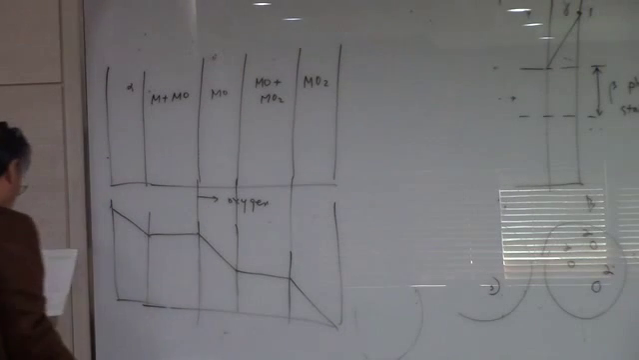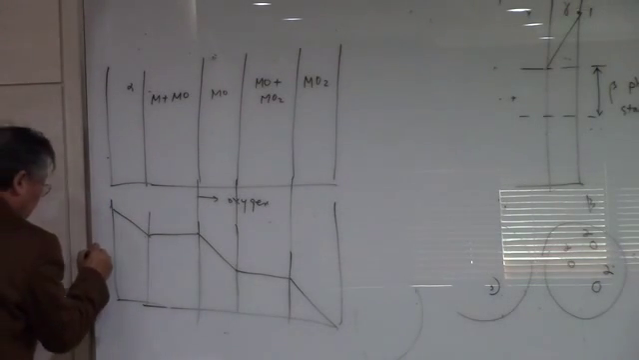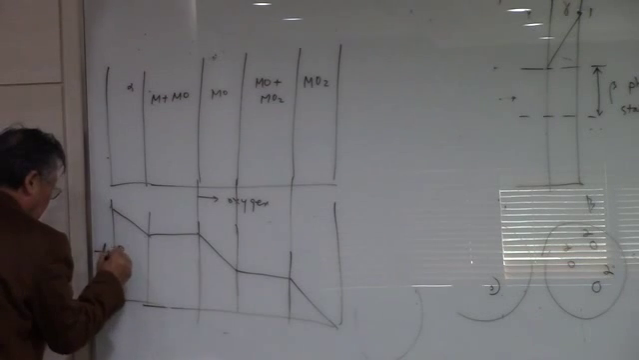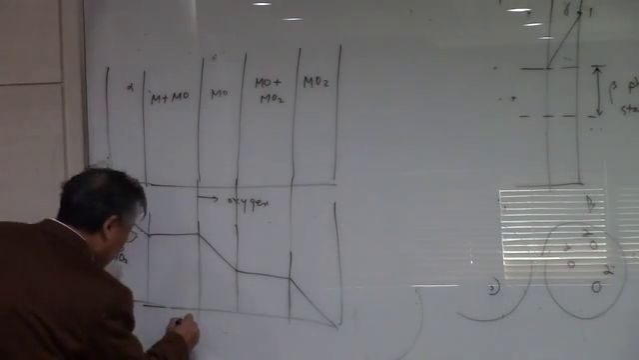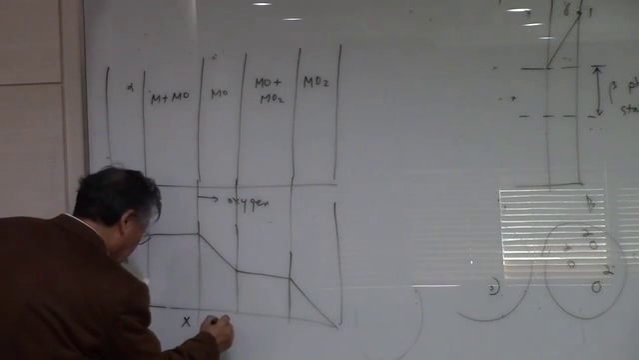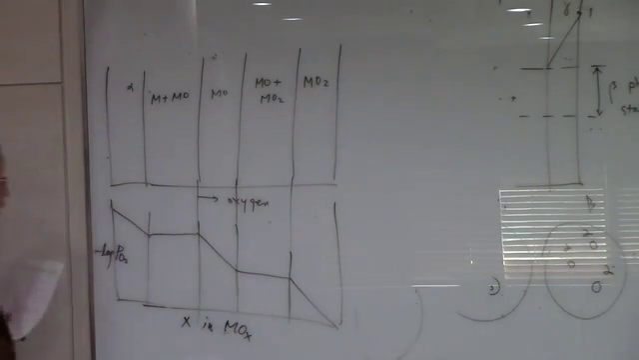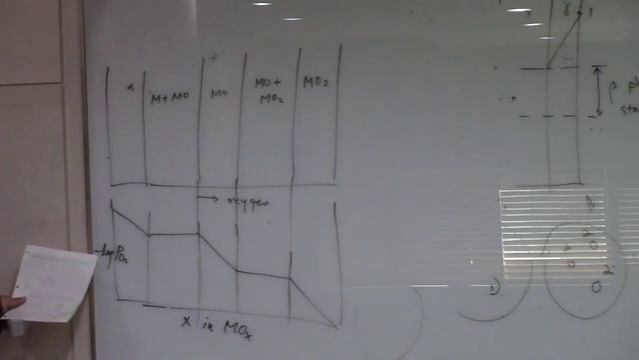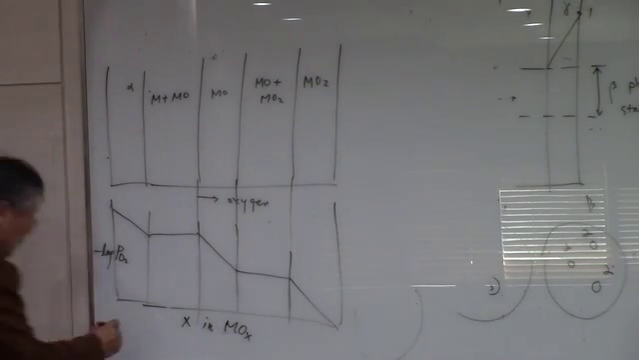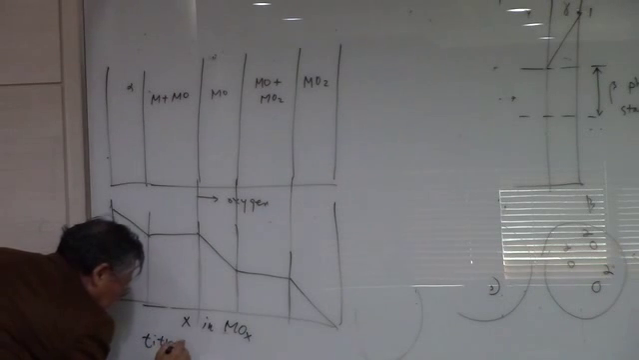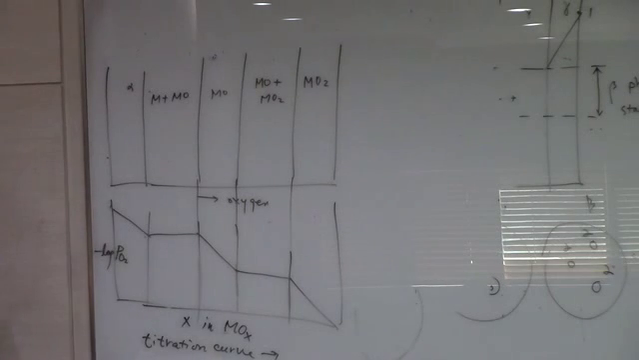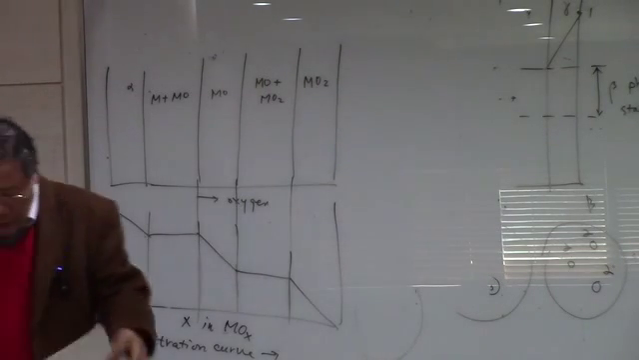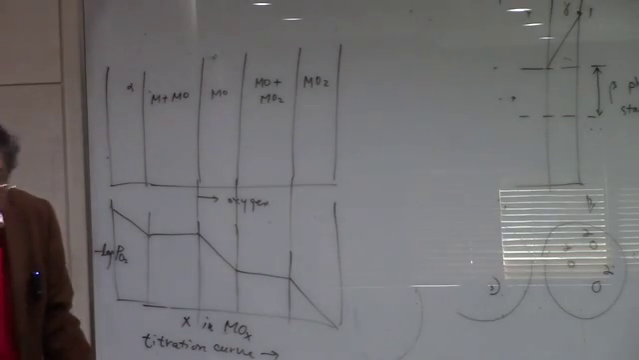You're going to have some activity curve, something like this. That is actually log PO2, partial pressure of oxygen, corresponding to the activities that we have been talking about. And this is X in MOX. It's kind of a titration curve. Okay, we're going to see the titration curve later for the actual system.